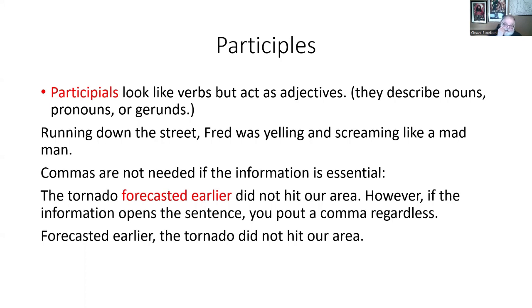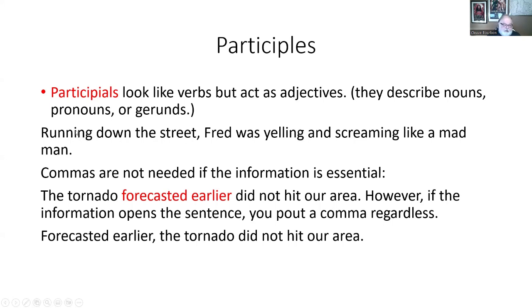Fred was running down the street. Fred was yelling and screaming like a madman. You take out the first Fred was and just keep the running, and say, running down the street, Fred was yelling and screaming like a madman. Okay, if that was confusing, let me say it one more time. Instead of saying Fred was running down the street, Fred was yelling and screaming like a madman, you can take away the first Fred was, because you take away the subject and the helping verb, and just use the action verb, running down the street.